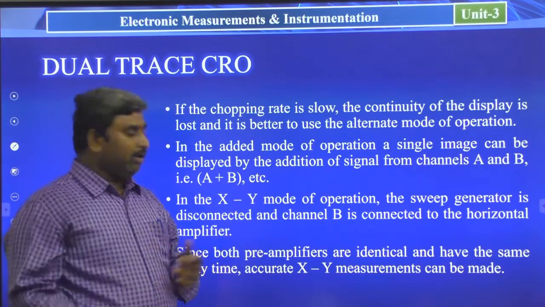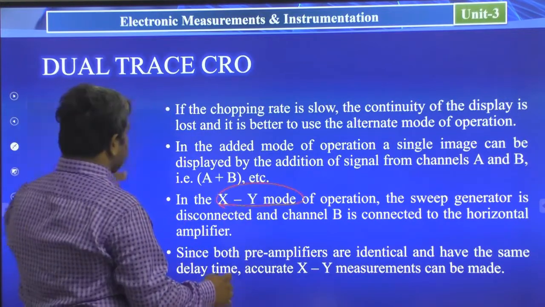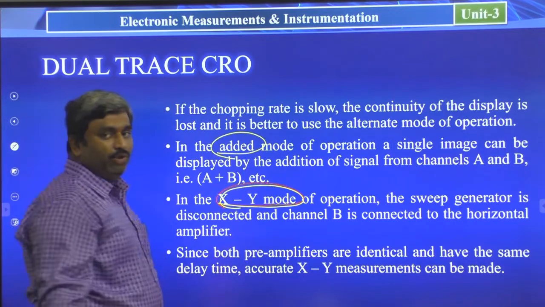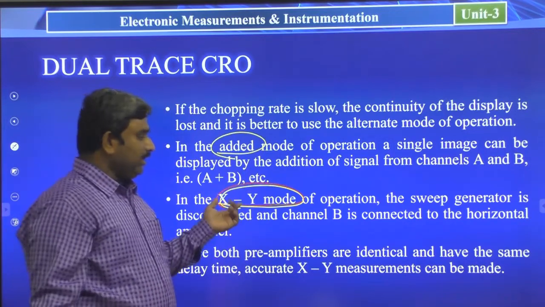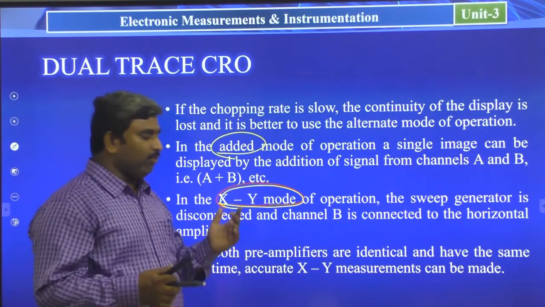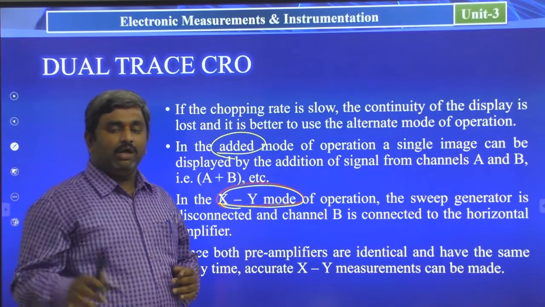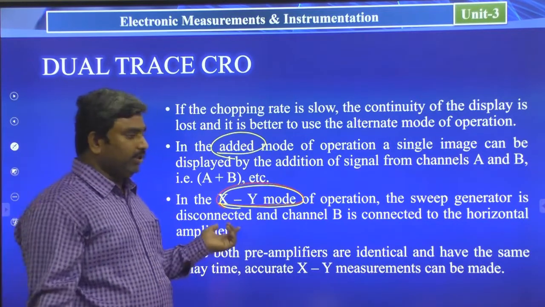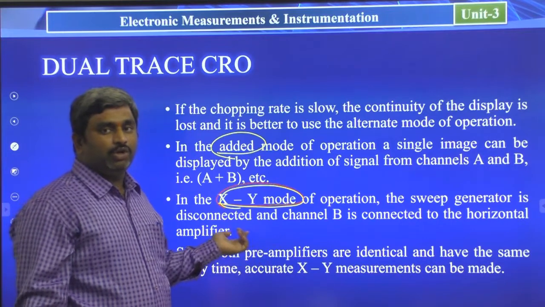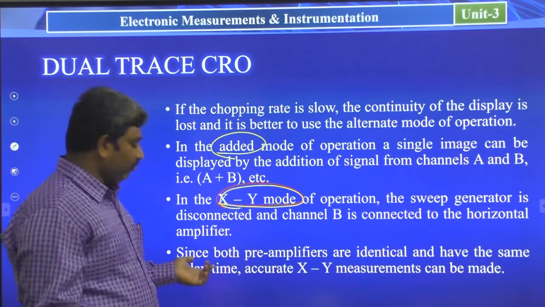So in the special mode, this is called XY mode. Here these modes are very, very important. When you are operating a CRO, you can see these modes easily. In the XY mode, the sweep generator will be connected to the time-based generator, and this time-based generator is connected to the second channel information. In the X direction, you can see the second channel amplitude information.